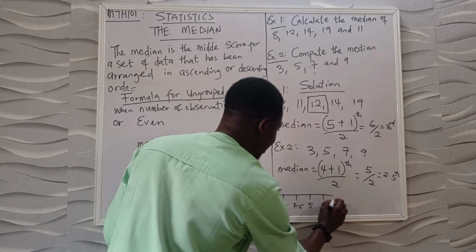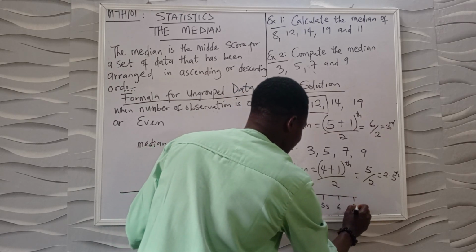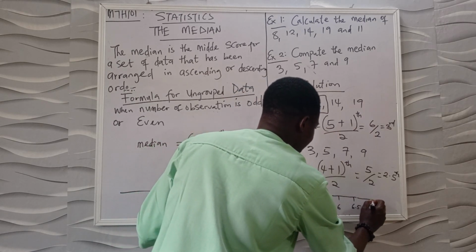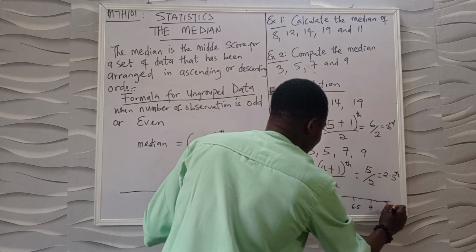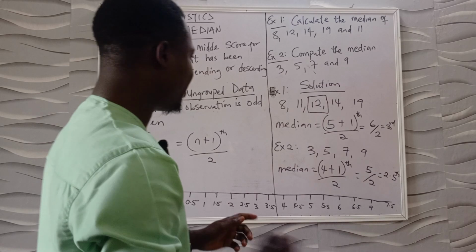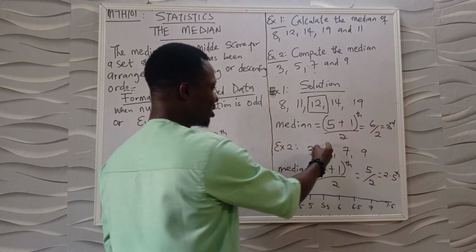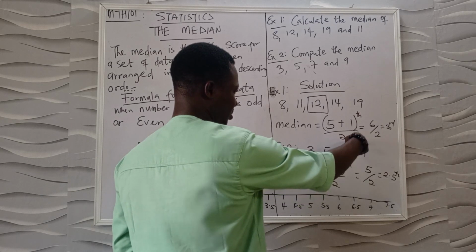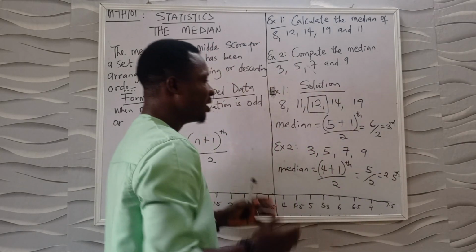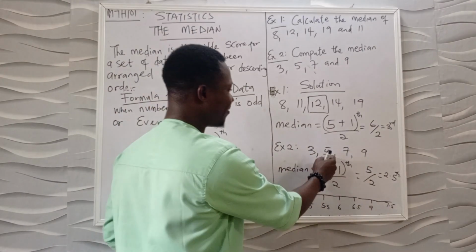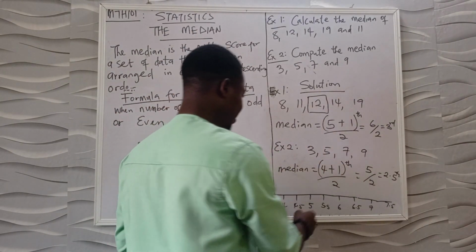5.5, we have 6, and we have 6.5, we have what? 7, and we have 7.5. So if we look at the number line, we want to see the number that is in between 5 and 7. You understand? Because this is telling us that our median is in between 5 and 7. So what is that number in between 5 and 7?